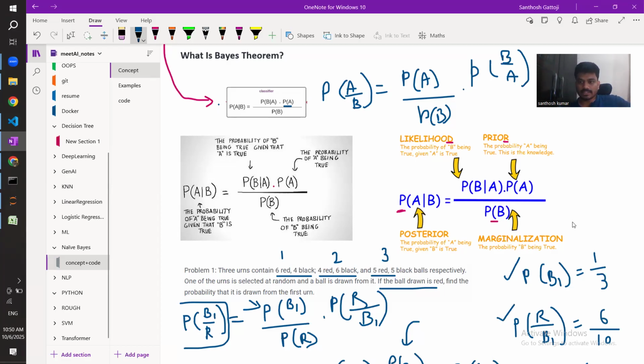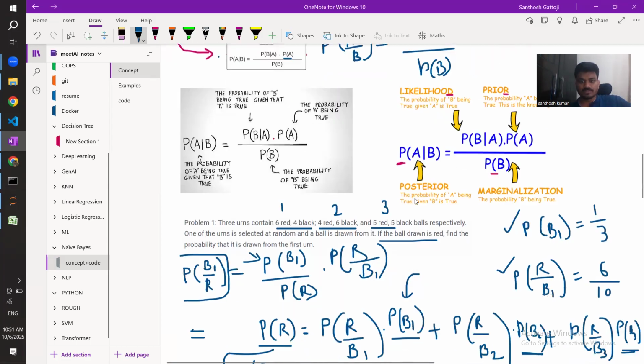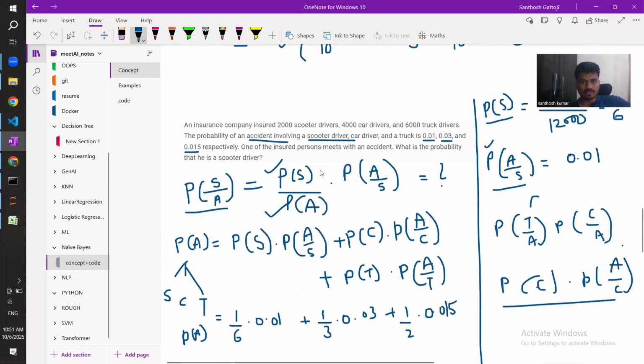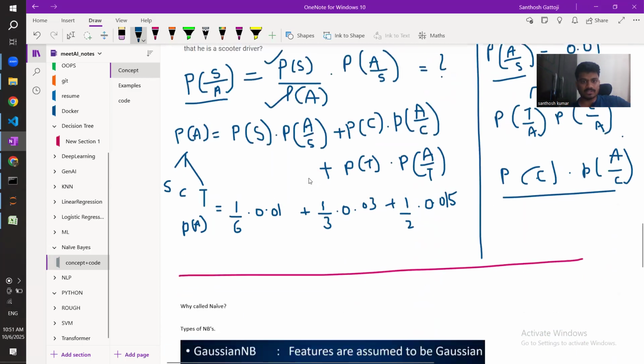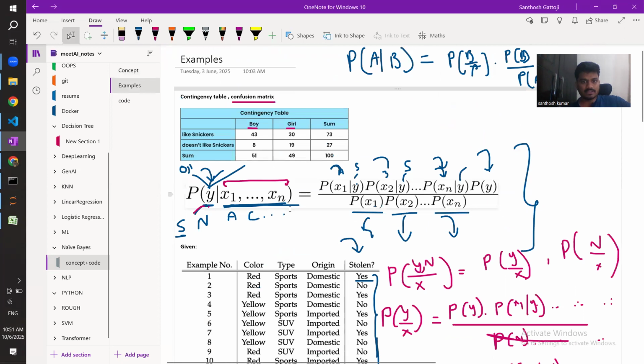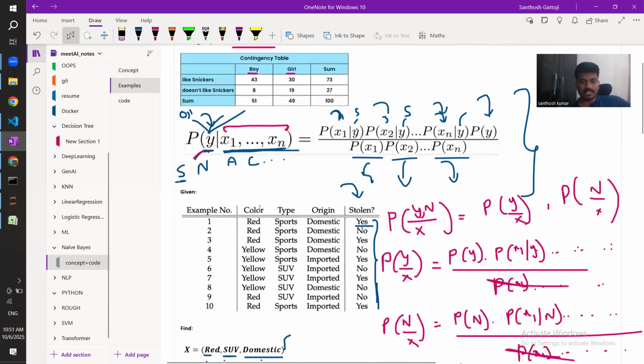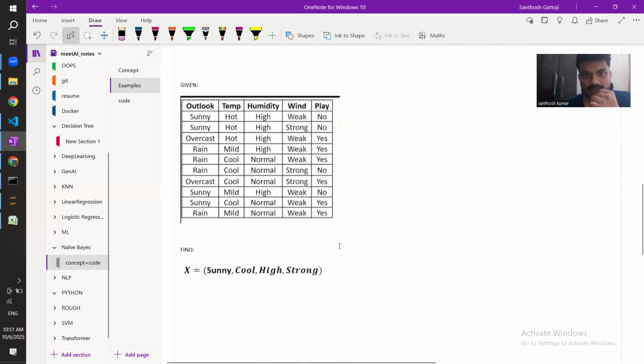As I told you, these are the technical terms which we use. This is called the posterior, the posterior probability, and it is the main thing we are trying to find out. After that, we saw a few basic probability examples. Then we saw what a contingency table and confusion matrix are, and solved one good example. Now, for better practice, we'll solve this example and then we will see the actual code.